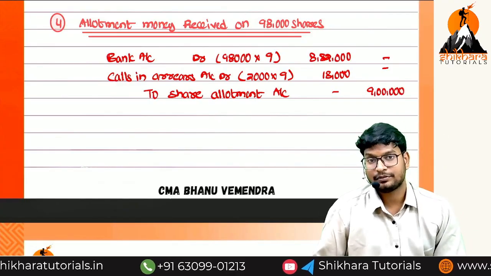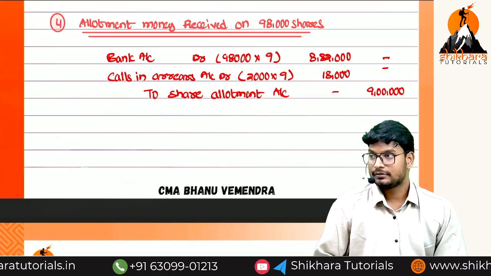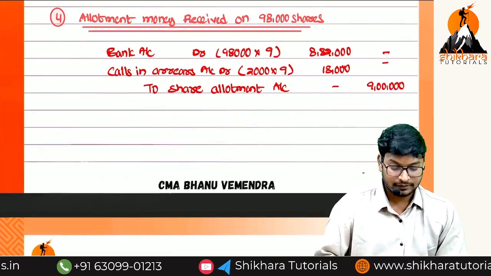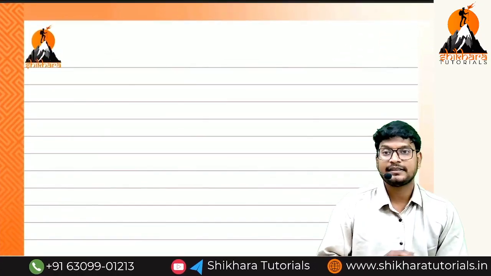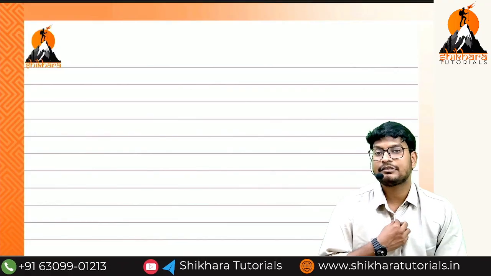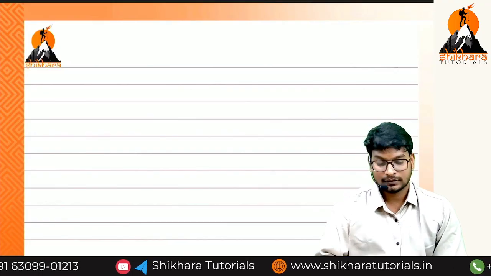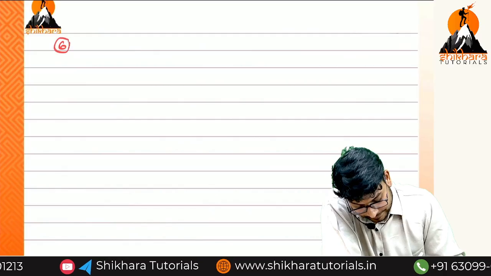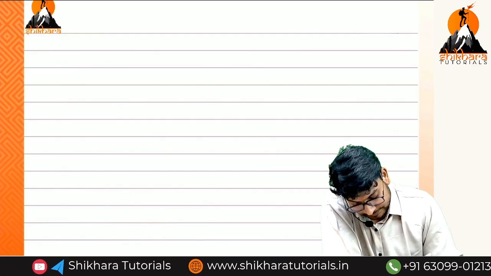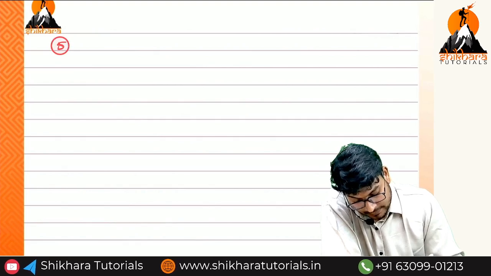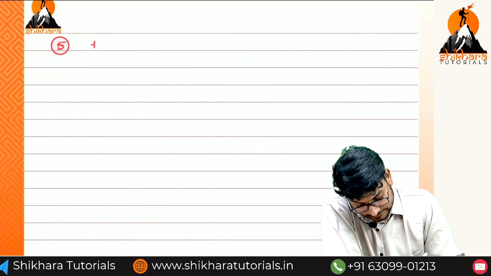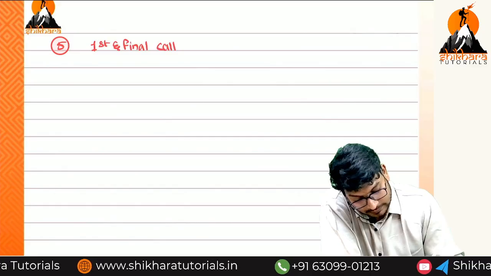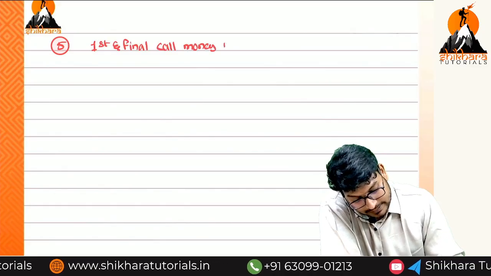And next, what we need to do ma? Final. First and final call receivable, and first and final call received. While receivable, how many shares we need to receive? 1 lakh. While received, on how many shares only we have received? 98,000. So sixth one na? First and final call money receivable.